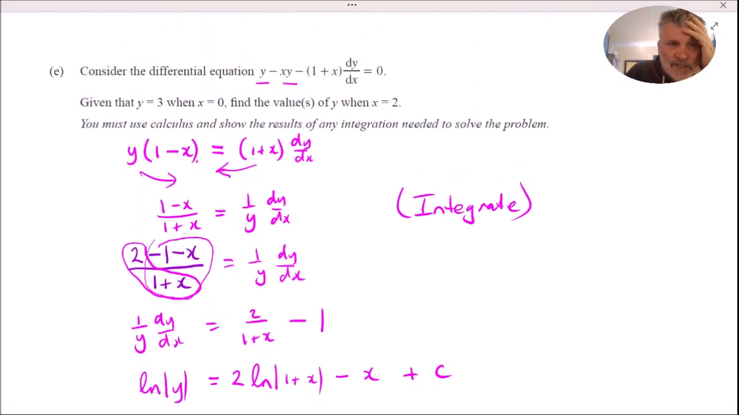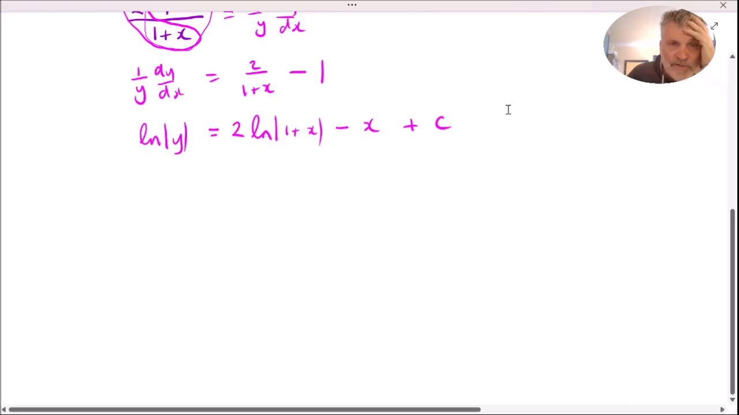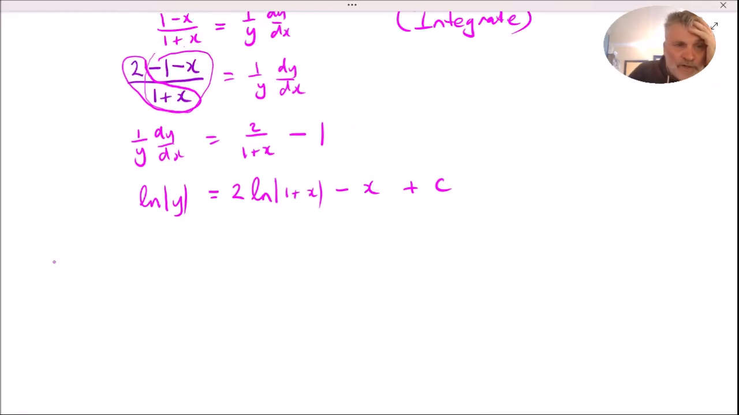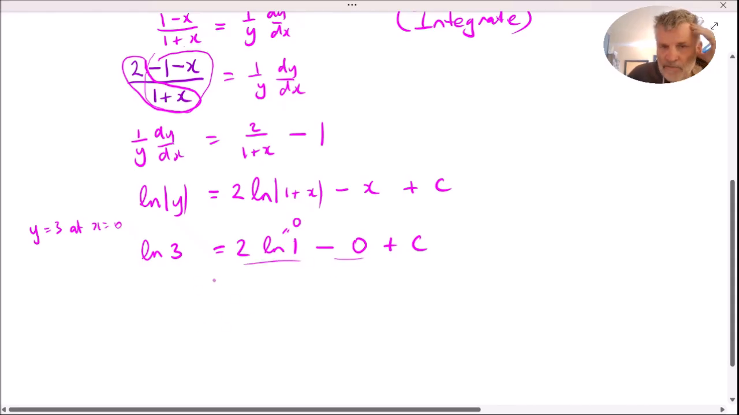Now the question tells us that y is 3 when x is 0. So this will enable us to work out the constant. So y equals 3 at x equals 0. That means that the logarithm of 3, the absolute value of 3 is 3, is equal to 2 times the logarithm of 1 plus 0, which is 1, minus 0 plus c. Logarithm of 1 is 0, so both of these terms vanish. So that just says that c is equal to the logarithm of 3.